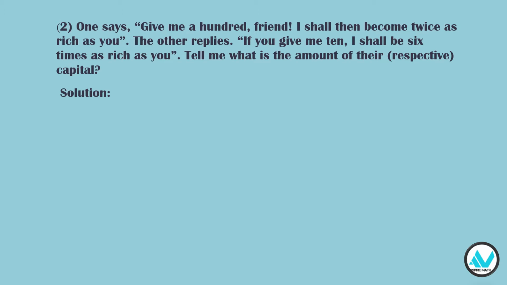Now let's read the first condition. That is, give me 100 friend, I shall then become twice as rich as you are. Let me be x and the friend be y. Now you are asking your friend to give 100 rupees. Now your friend gives 100 rupees, means your friend loses 100 whereas you are gaining 100. Then I shall become twice as rich as you.